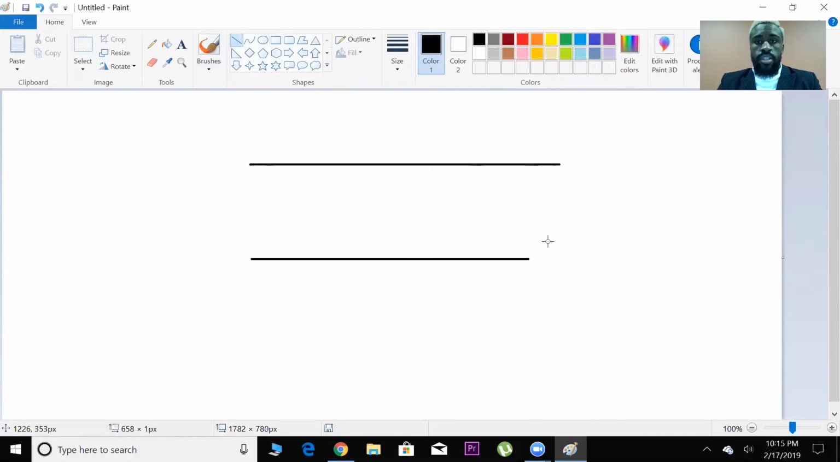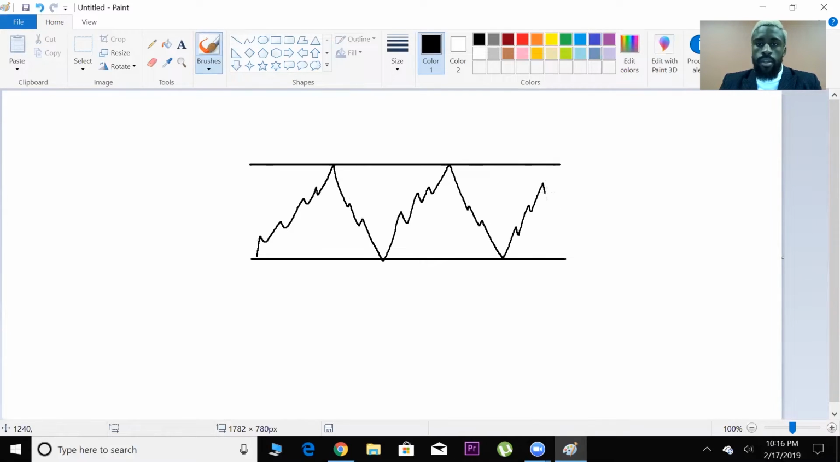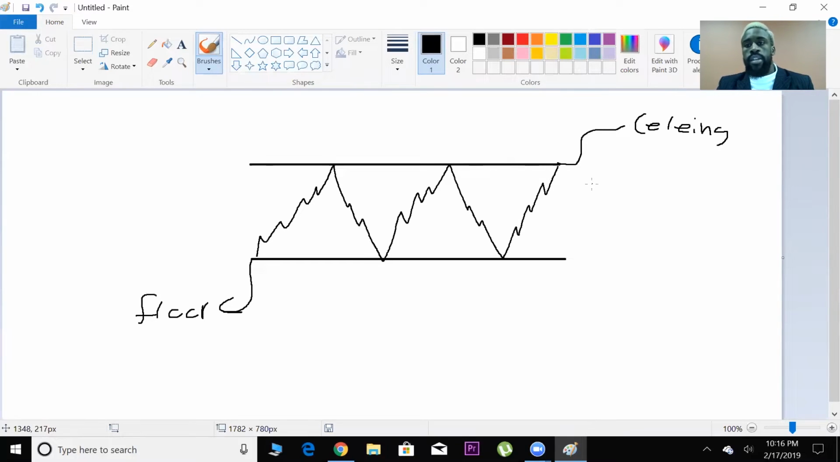Support and resistance is when you buy at the bottom and you sell at the top. It's pretty simple, nothing more than that. You buy at the bottom and you sell at the top. What we're trying to look for now in TradingView is to see if we can find a floor, which is here, or look for the ceiling, which is up here. Ceiling. I think I spelled that wrong.